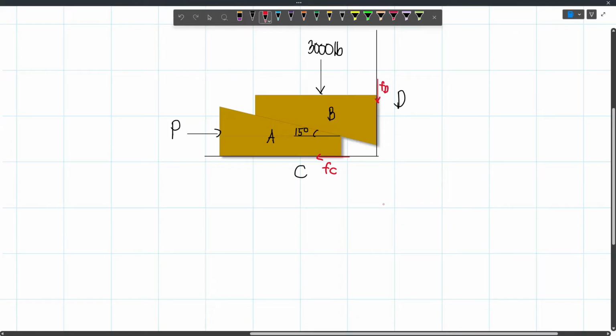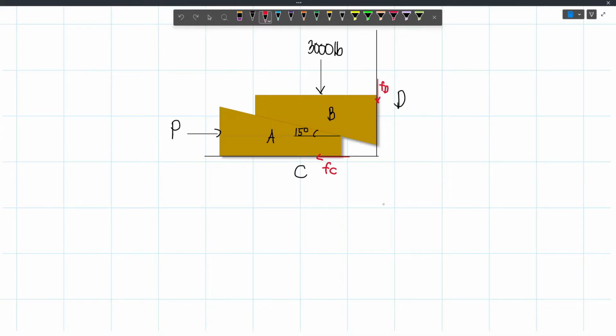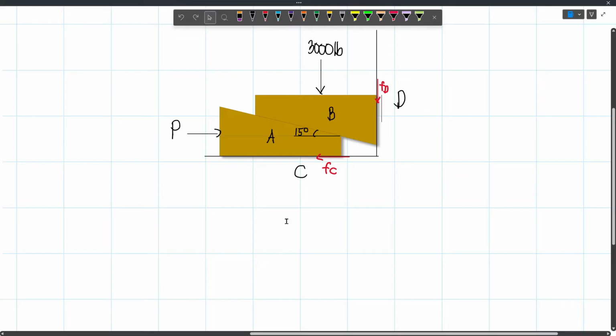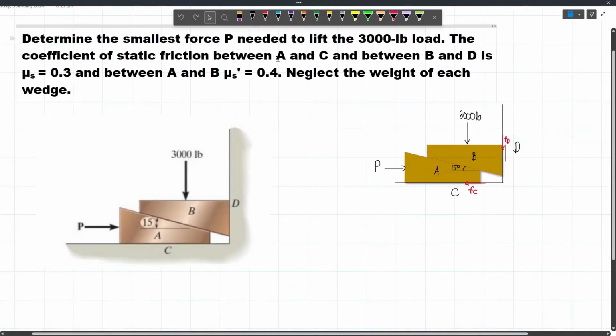Now sir, what will be the value of the frictional force? That's where our coefficient of friction will come in. Now we have this one. Between A and C and between B and D, the coefficient of static friction is 0.3.